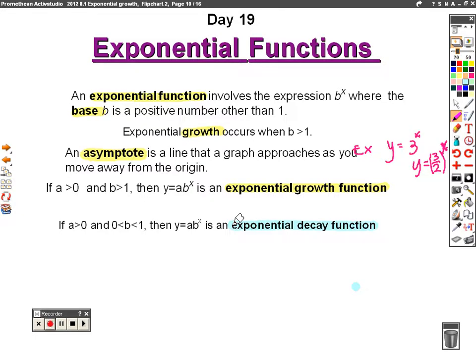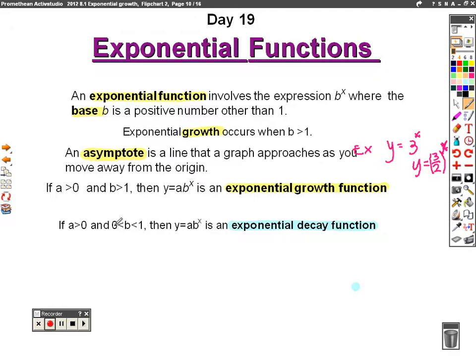Growth, obviously, we're growing, increasing, and decay, we are decreasing. Now, we need to be careful, but here, if a is greater than 0 and b is between 0 and 1, notice it's not equal to 0 and not equal to 1. And we talked about that in class and in video day 17, I think, where if b equaled 1, this would just be a linear function, and if b equaled 0, it would also be a linear function. So we need to restrict b from being 0 or 1.